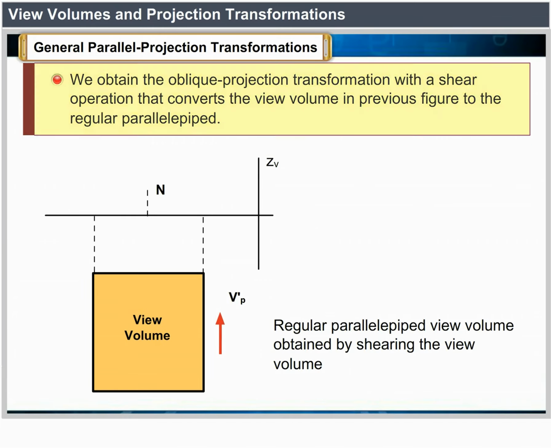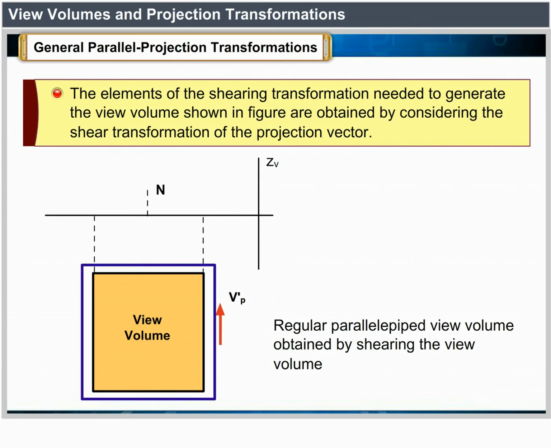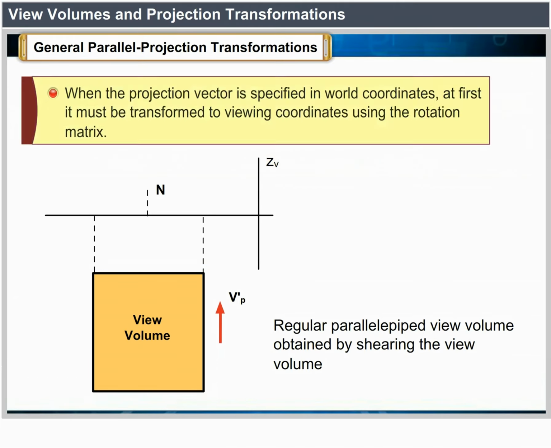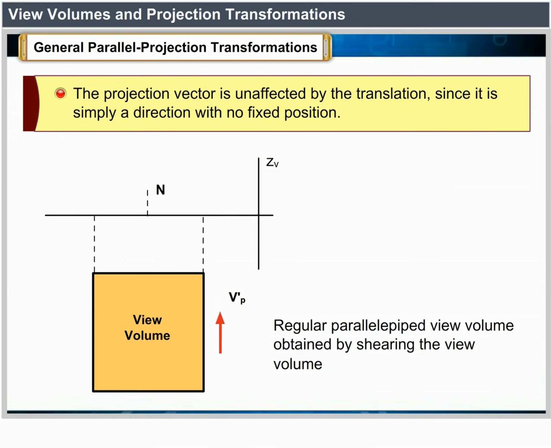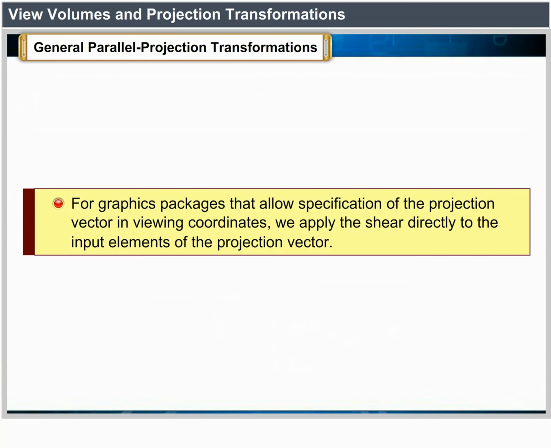The elements of the shearing transformation needed to generate the view volume shown in the figure are obtained by considering the shear transformation of the projection vector. If the projection vector is specified in world coordinates, it must first be transformed to viewing coordinates using the rotation matrix. The projection vector is unaffected by the translation since it is simply a direction with no fixed position. For graphics packages that allow specification of the projection vector in viewing coordinates, we apply the shear directly to the input elements of the projection vector.